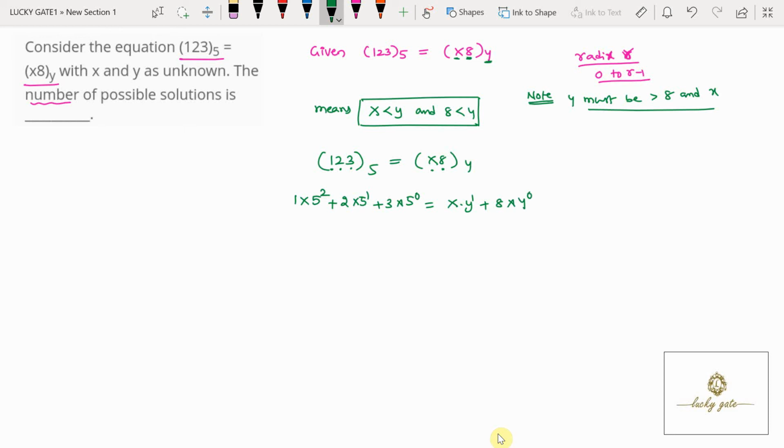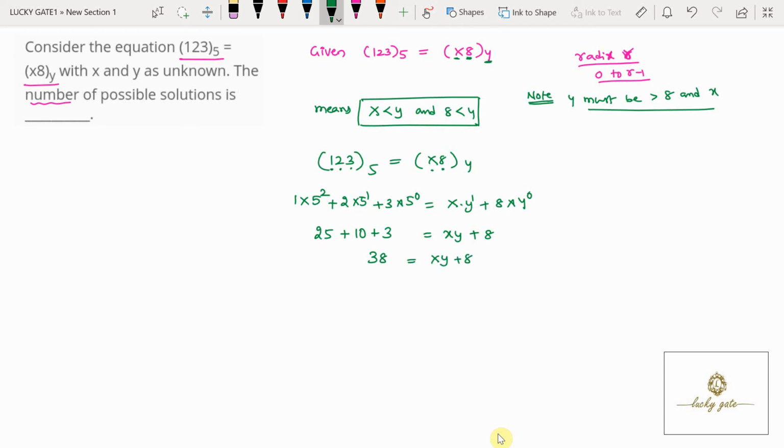Now, how to simplify this? 5 square is 25 plus 2 into 5 is 10 plus 3, which equals xy plus 8 into y power 0. Y power 0 is 1, so we get 8 into 1, 8. Now when you simplify this equation, 38 equals xy plus 8.